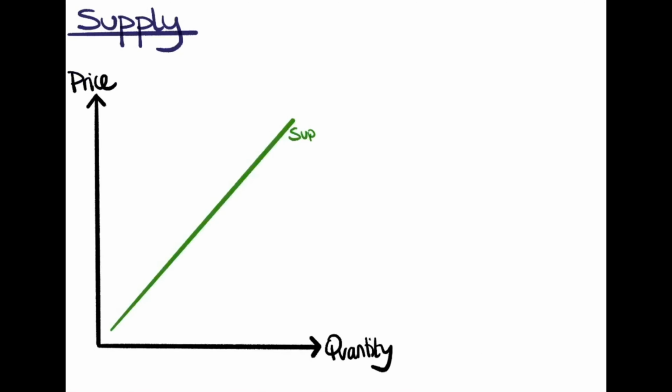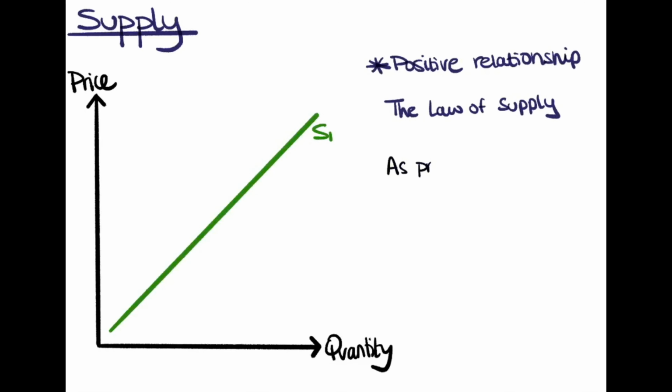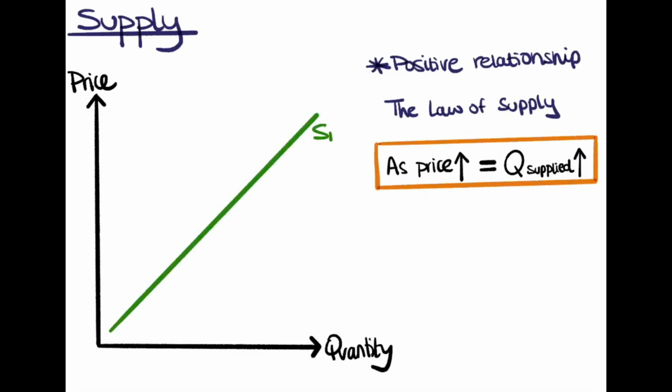The supply curve shows us the quantity of goods and services producers are willing and able to sell at a given price. We can see that the curve is upward sloping. There is a positive relationship between price and quantity. The law of supply is that as price increases, quantity supplied by producers also increases.